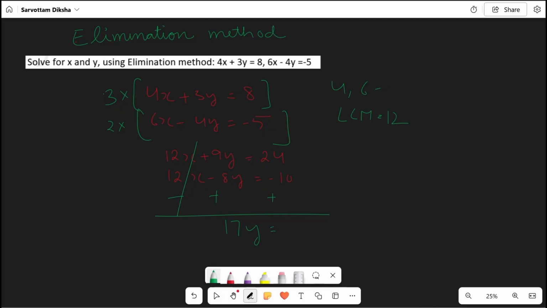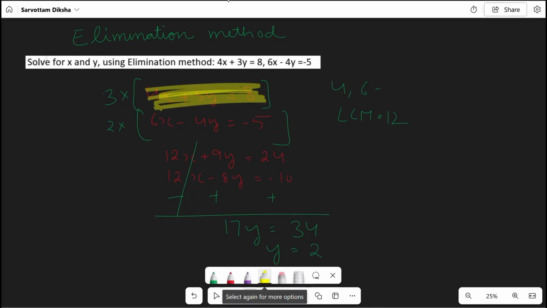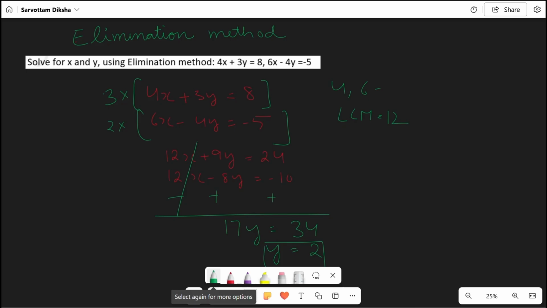Please be careful of changing signs while subtracting. Here only is the place where students may make mistakes. And my y is equal to 2. And this y equal to 2, I will substitute in any one equation and I will get the corresponding x also.